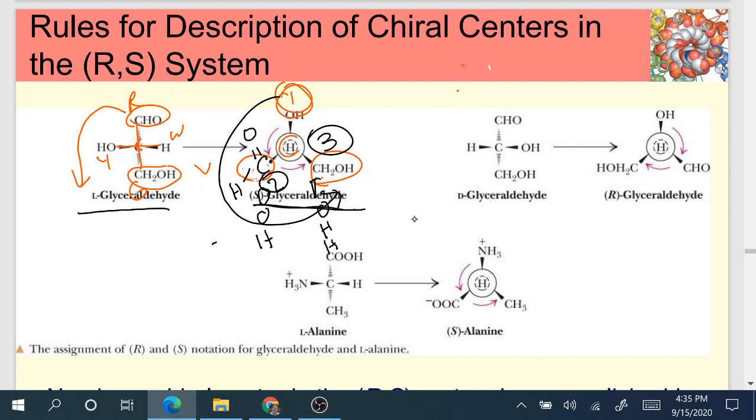Now, D-glyceraldehyde is just the opposite. We have our CHO over here, and so we're going to go clockwise, so that's going to be R, for rectus. We go 1 to 2 to 3, the progression of rotation, and this is R-glyceraldehyde. Okay, so for alanine, we have our center carbon here.